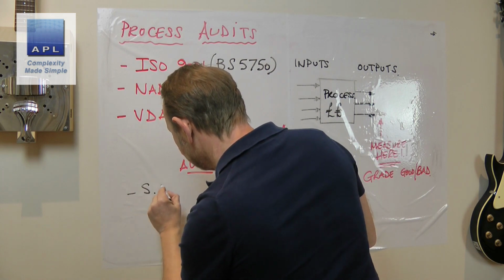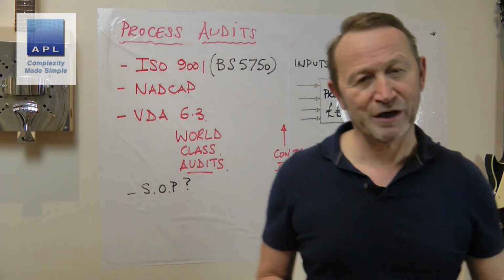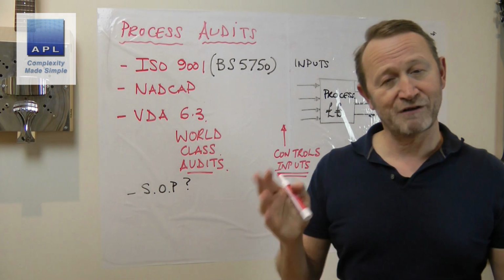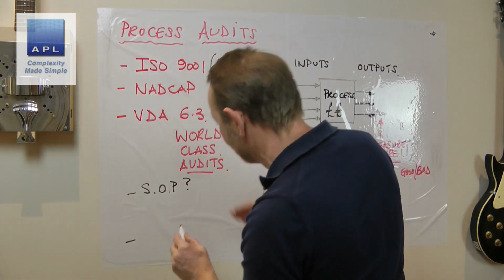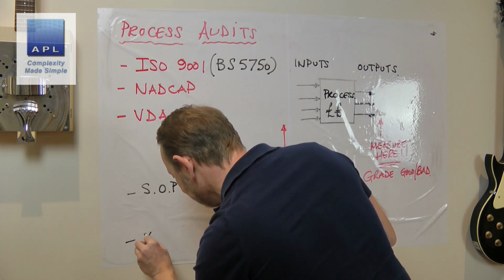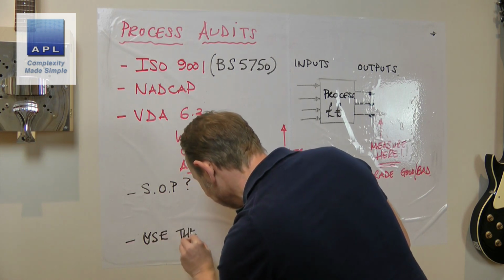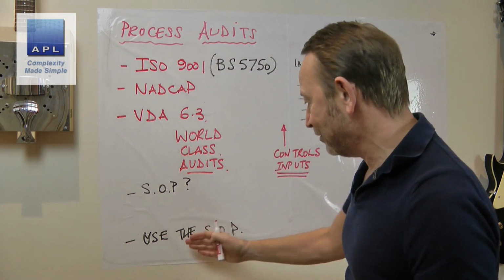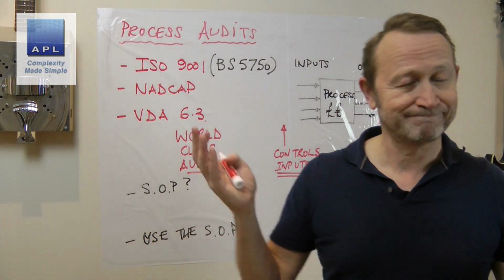It says, do you have a standard operating procedure for these inputs? All right, do you have a standard operating procedure? And then the second thing that these auditors do is they basically say, and do you use the SOP? So do you have an SOP and do you use it? Say what you do, do what you say. It's very simple.